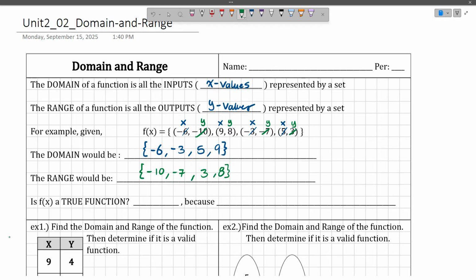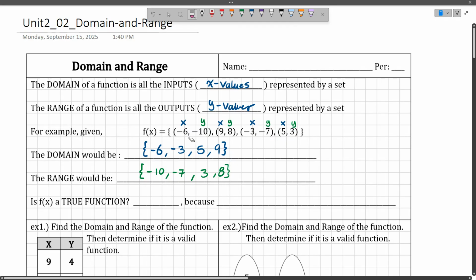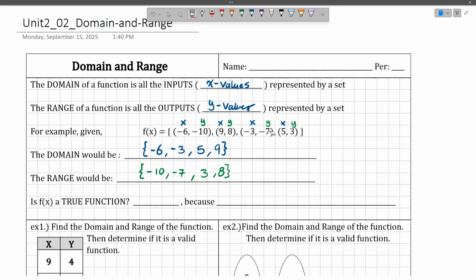Done. Nice and easy. The last thing we want to do is just ask ourselves, is f of x a true function? In this case, yes, it is. Every input, every x, has only one output. -6 has only one output. 9 has only one output. -3 has only one output. 5 has only one output. So I'm going to write, yes, this is a true function because every input has only one output. And hopefully we'll see an example where that's not true.